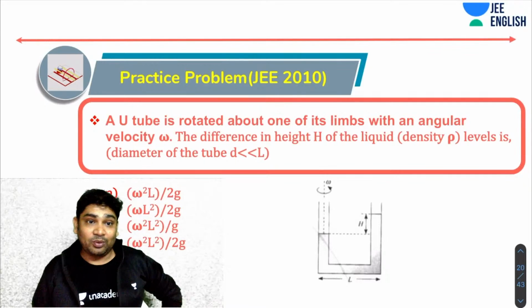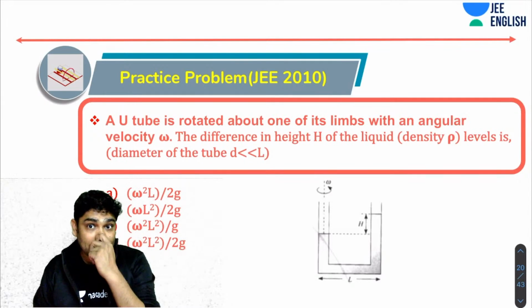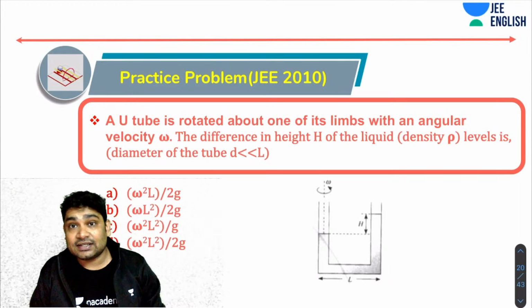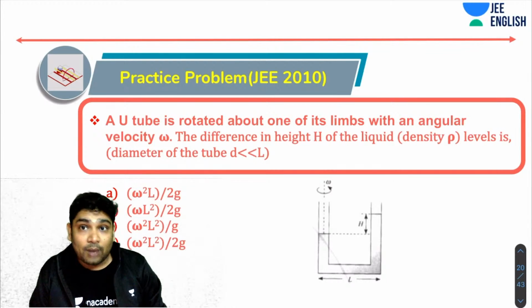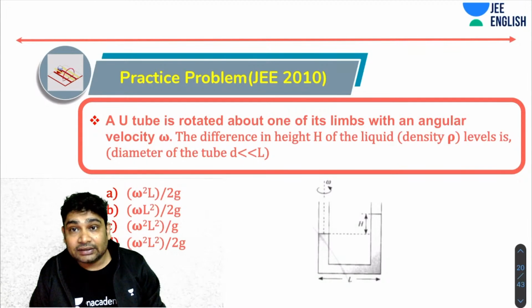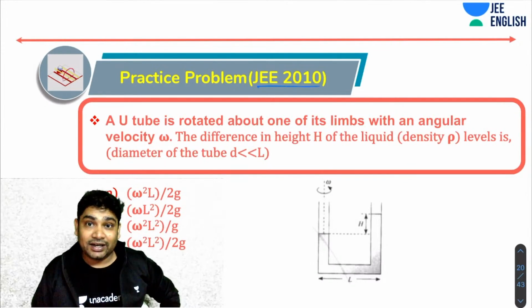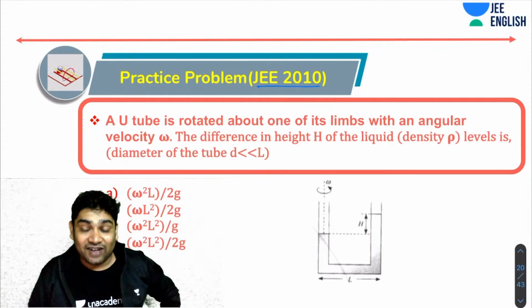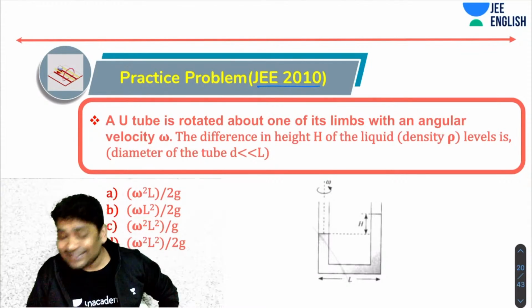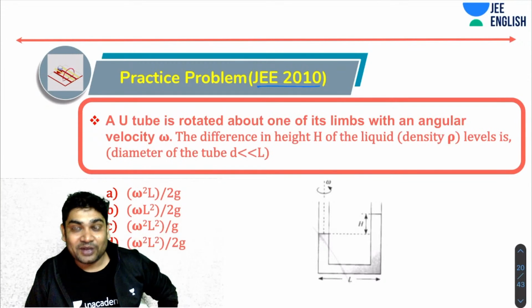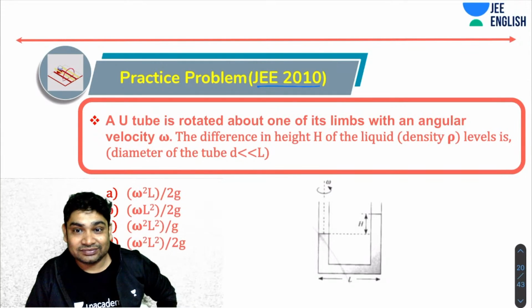Try another kind of problem. Here is another problem which says a U-tube is rotated about one of its limbs with an angular velocity omega. The difference in height h of the liquid of density rho levels is the diameter of the tube d is much less than L. So this was a question that was asked in JEE 2010. Okay, so this is an actual JEE advanced problem. Let's see if you can figure this one out.